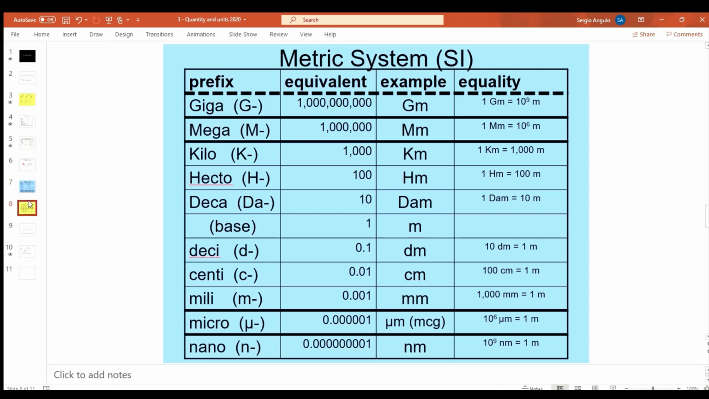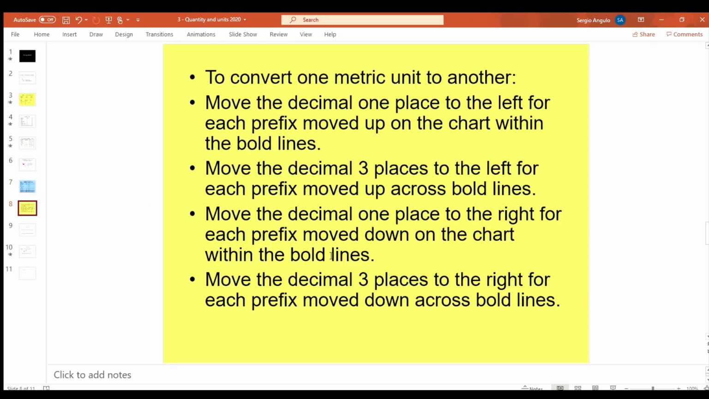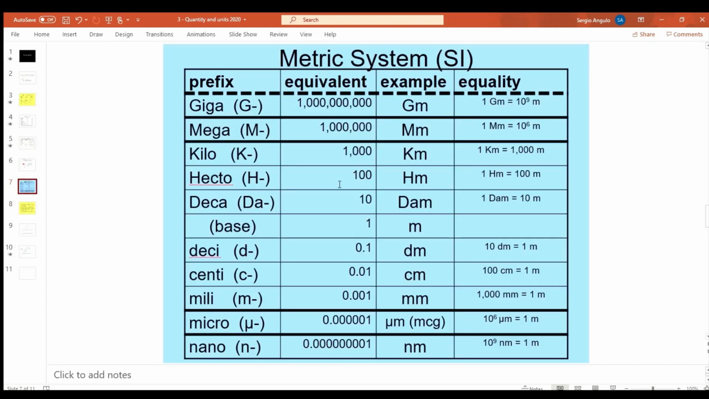And you'll notice that back on here, the last two bullet points basically just tell you to move the decimal 1 place to the right for every prefix you move down on the chart within the bold lines, and move the decimal 3 places to the right for each prefix moved down across the bold lines. So whenever we move down, the decimal gets moved to the right, and whenever we cross the bold lines, the decimal gets moved 3 times to the right. Okay. So let's see if we can do some sample problems here.